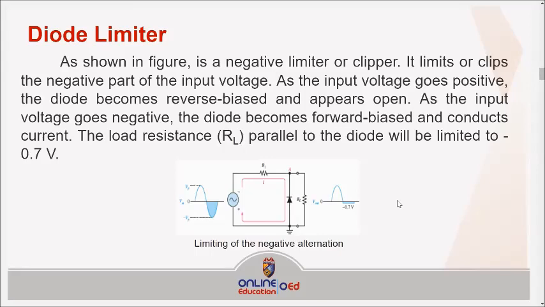Okay? Tinatawag din siyang negative limiter. Yung kanina kasi ay tinawag na positive limiter. Ibig sabihin, yung ating diode limiter, it depends kung negative siya or positive yung clip, yung natanggal. Okay, next we have, how about bias limiter?